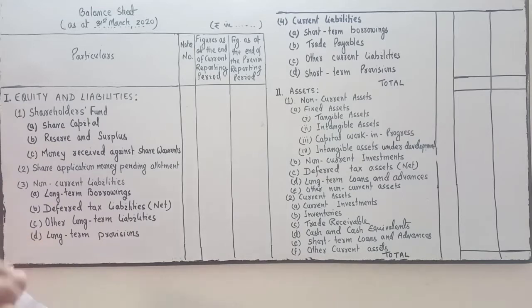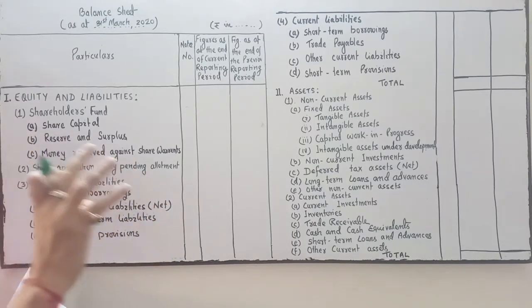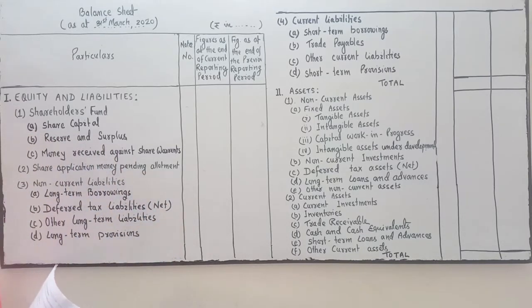Share application money pending allotment means application money is received but allotment is not done. The financial year is closed, the application money is received by the company, but the allotment of shares is pending and the financial year is closed. So this will be reflected here as share application money pending allotment.